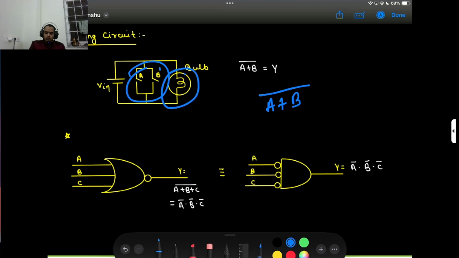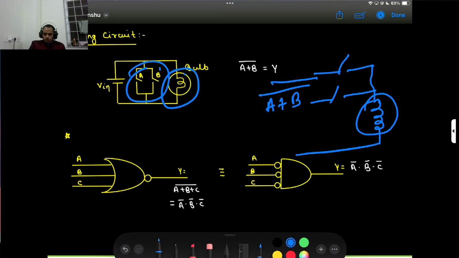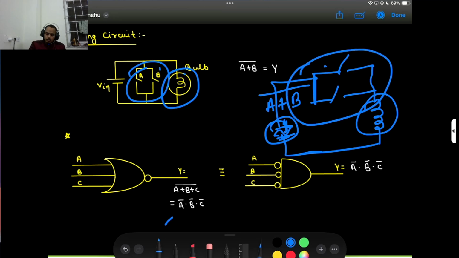So OR gate, how does it look? The OR gate looks like this. Sorry, this is my switch, and this is my bulb, and this is my voltage supply. This is a DC voltage supply. So my bulb will be on. So this is my OR gate.